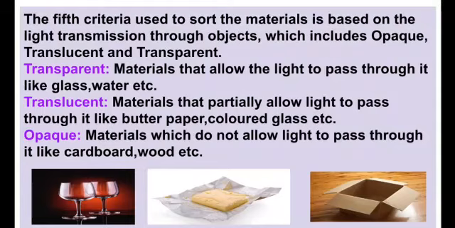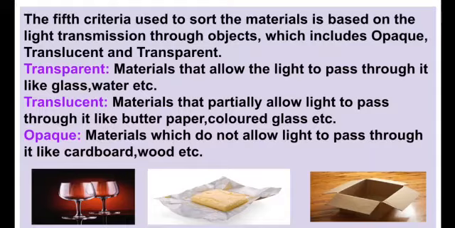Now we will see that the fifth criterion used to sort the material is based on the light transmission through objects, which includes opaque, translucent and transparent. We can further categorize material based on their transmission of light, which is further differentiated into three groups: transparent, translucent and opaque objects.